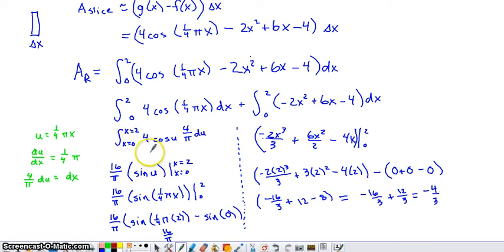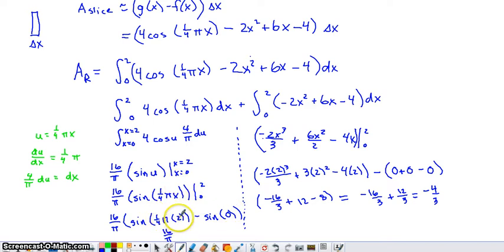I took the antiderivative of cosine of u, and I got sine of u. I did 4 times 4 over pi, got a constant of 16 over pi. I had to back substitute before putting anything in place of u, since I didn't change these to u values. So I put 1/4 pi x back in place of u. I finally put 2 in place of x. I put 0 in place of x.